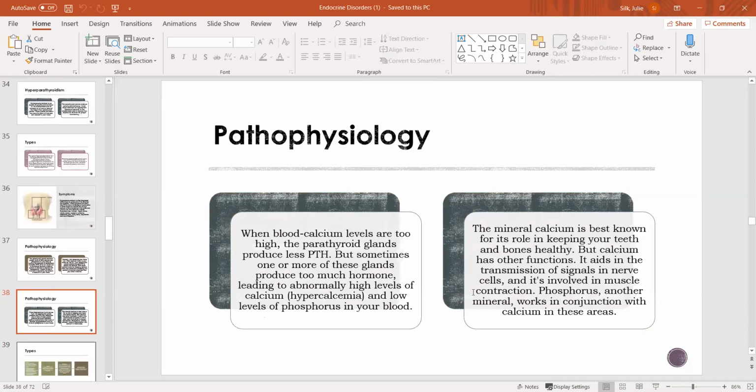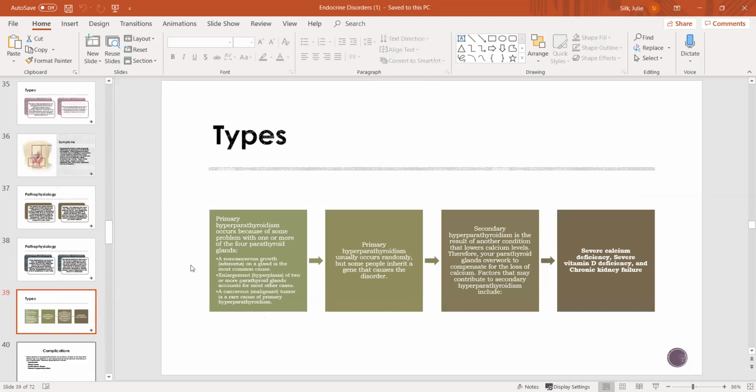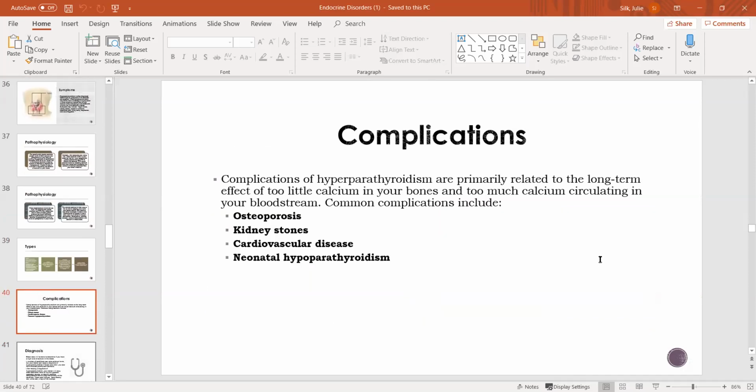All right, so with the different types, we already talked about primary and secondary, so I'm not going to go into that too much. But there are some complications we can have. Again, if you have too much calcium, you can have osteoporosis, so it's going to make you fracture a lot easier. You can have kidney stones. You can have cardiovascular disease. And then you can also have neonatal hypoparathyroidism. This can happen in really little kids as well.